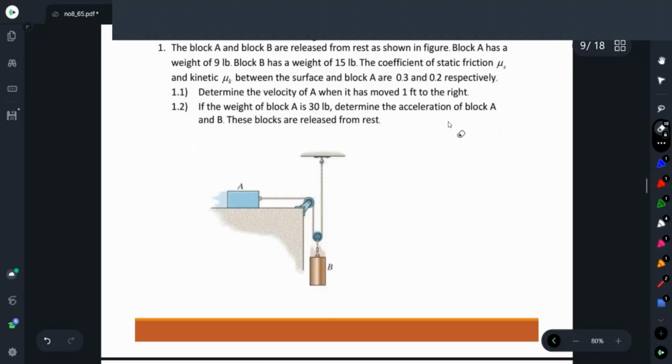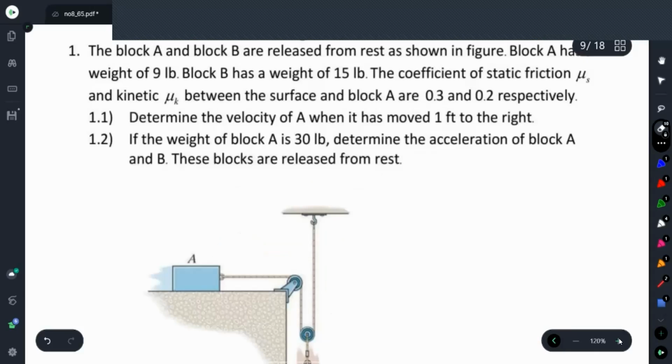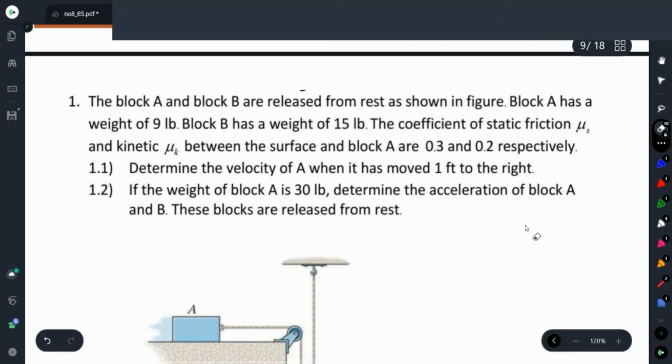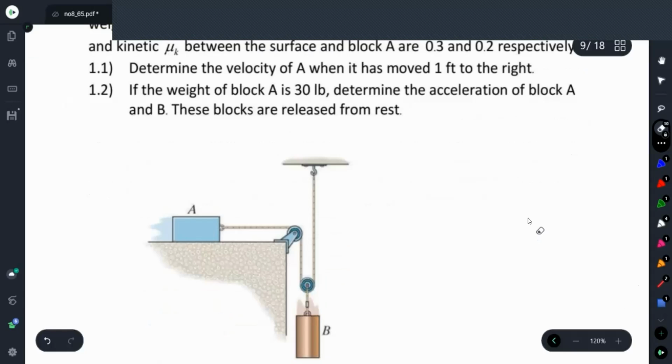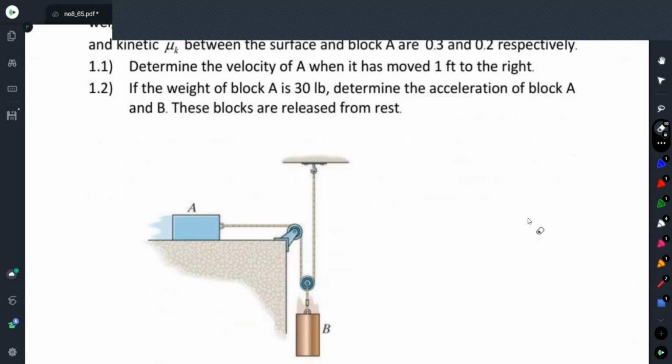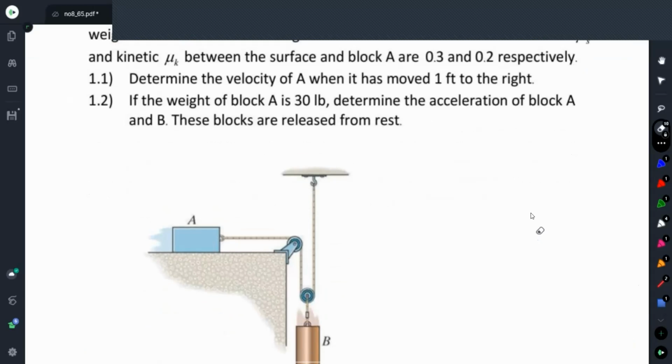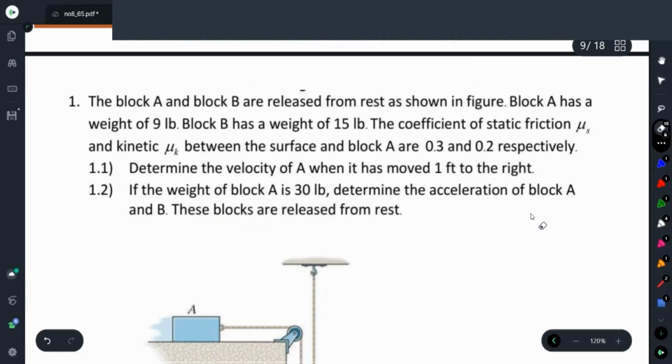Okay, for this problem, it's about the kinetics problem. We consider the motion of the system in rectangular coordinates. It means that we consider this type of problem in the XY coordinate system, that is the fixed coordinate system, because we found that it may be better to set up the coordinate in XY, as the motion is in the XY direction, right? Okay, so for this case, we have block A.